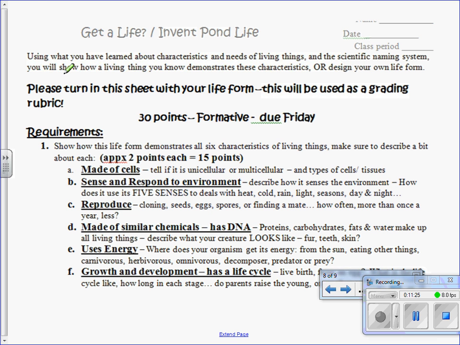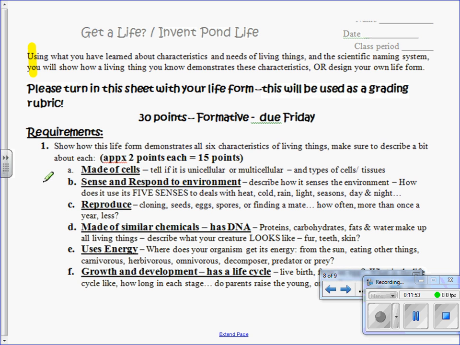Looking up at the top here, using what you've learned about the characteristics of living things. Oh, and it says in the scientific naming system. We're going to talk about that a little bit tomorrow, so don't worry about this yet. But we will talk about that on Wednesday. You'll show how a living thing you know of demonstrates these characteristics, or design your own life form, which is what a lot of people end up doing because it's a lot of fun. Let me go over this and then I'll show you some examples.